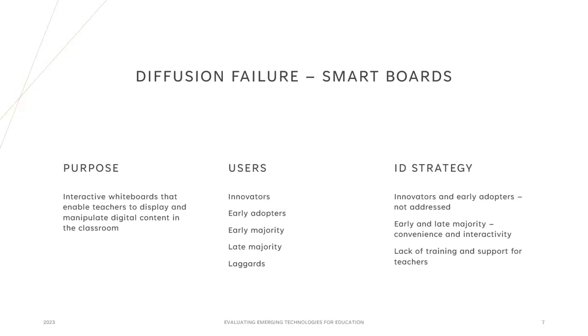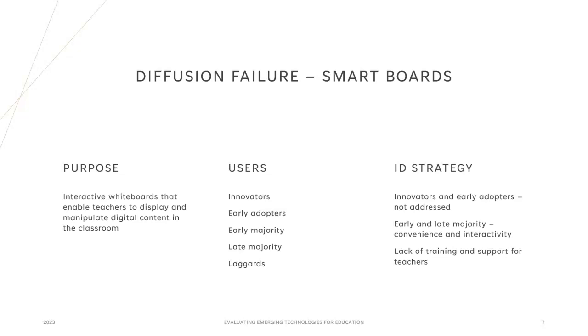Now, what's an example of how the diffusion of innovation model fits into a failed technology that was introduced? One example we have is that of smart boards. What's a smart board? A smart board is an interactive whiteboard that enables teachers to display and manipulate digital content in the classroom. Okay, so as usual, we have innovators, early adopters, early majority, late majority, and laggards.